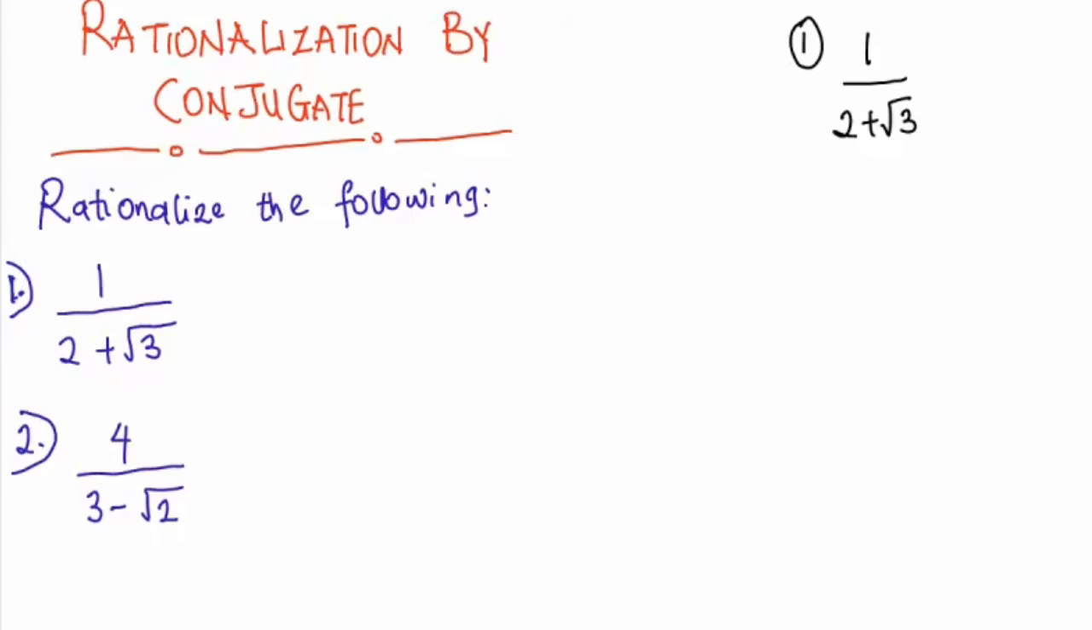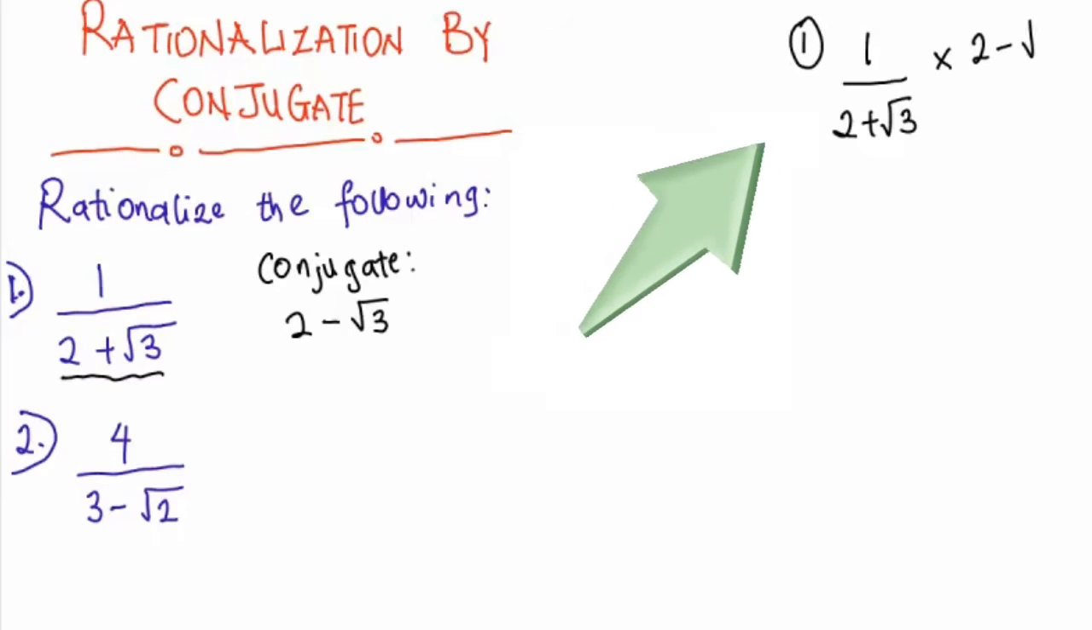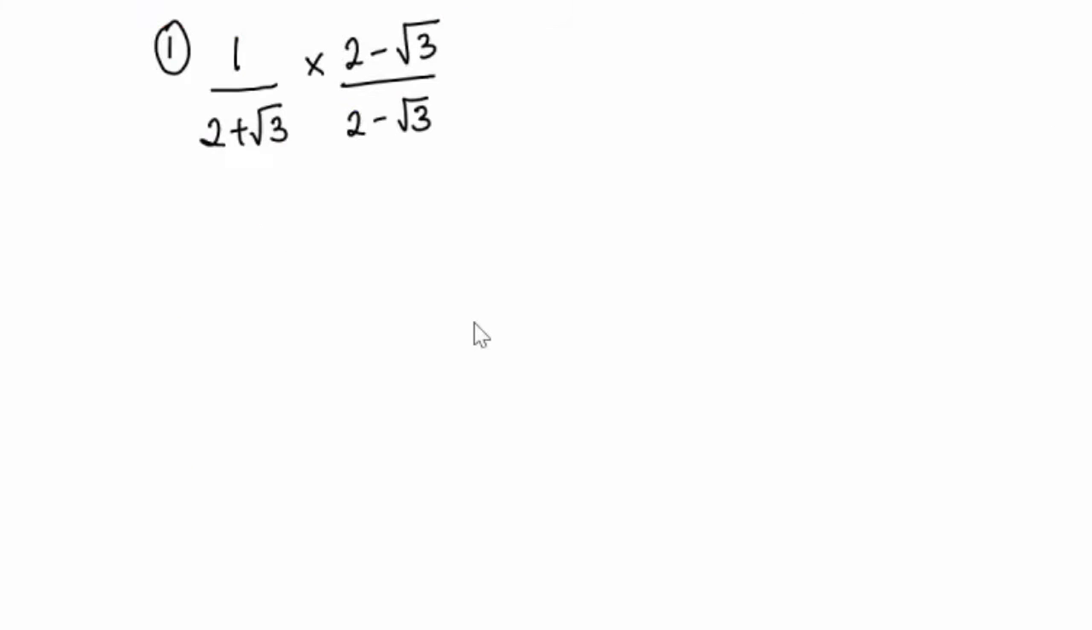In the first question, we have a denominator which is not single, which is 2 plus root 3. The conjugate will be 2 minus root 3. Remember that when you have a denominator that is not single, you rationalize with the conjugate. And how do you rationalize? We multiply the numerator and denominator with this conjugate. So for the numerator, 1 times this entire expression will give us 2 minus root 3, because anything times 1 is that same thing.